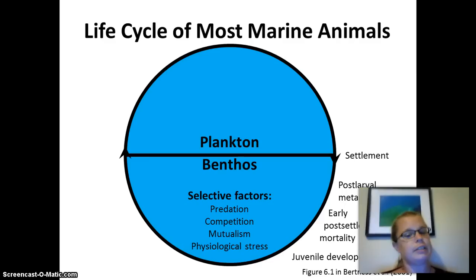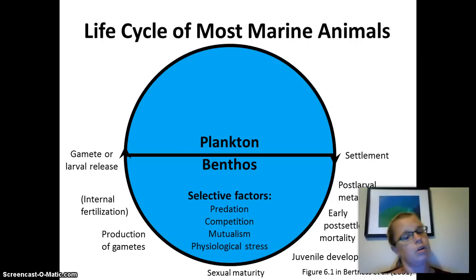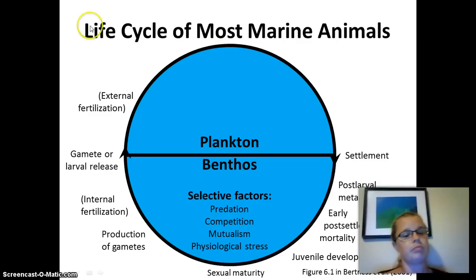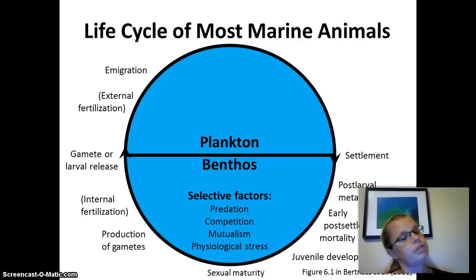And as juveniles and adults, they're dealing with all the things we've been talking about: predation, competition, mutualism, physiological stress. They become sexually mature, they produce gametes, and either they do internal fertilization on the benthos, or they release their gametes out into the water column and have external fertilization. If they have internal fertilization, then they're releasing larvae. If they have external fertilization, then they're releasing gametes that are being fertilized in the water column. Then often the larvae get swept out to the open ocean and have an emigration, an exit.